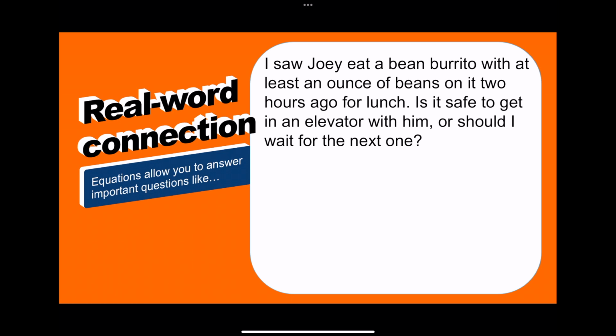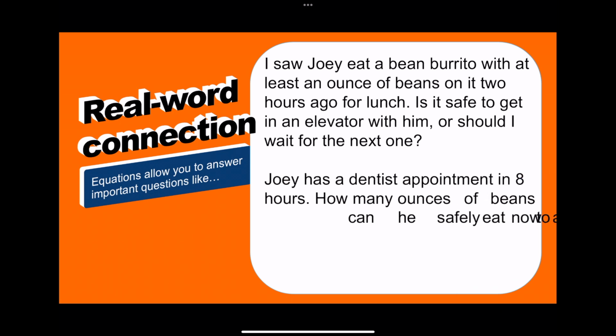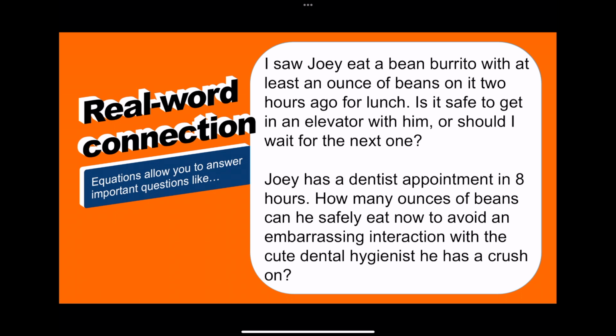Or maybe for Joey's sake, he says, hey, I have a dentist appointment in 8 hours. How many ounces of beans can I safely eat to avoid an embarrassing interaction with a cute dental hygienist I have a crush on? You know what I mean? Those things are important. You got to make sure you're setting yourself up. So by writing this equation, Joey can now apply this and answer questions that he might have in the real world.